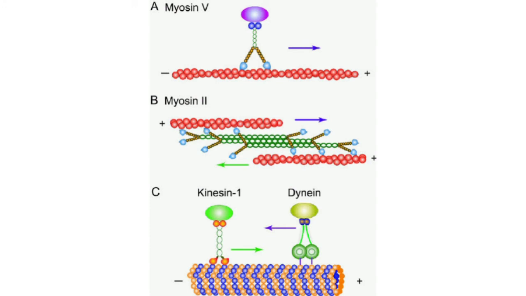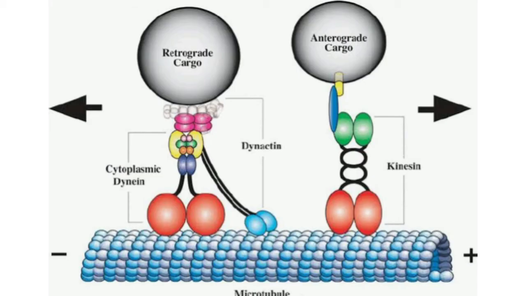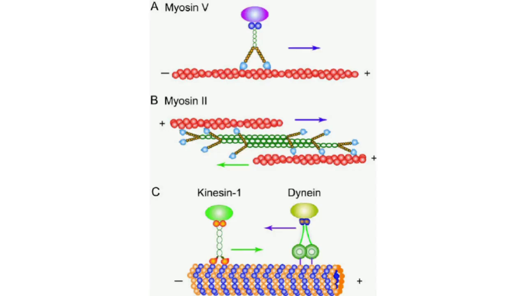Kinesin and dynein are microtubule based, and myosin is microfilament based. Microtubule contains a positive end and a negative end, and kinesin moves over the microtubule towards the positive end. This is known as anterograde transport, and dynein moves over the microtubule towards the negative end. This is called retrograde transport, and myosin slides over the microfilament.